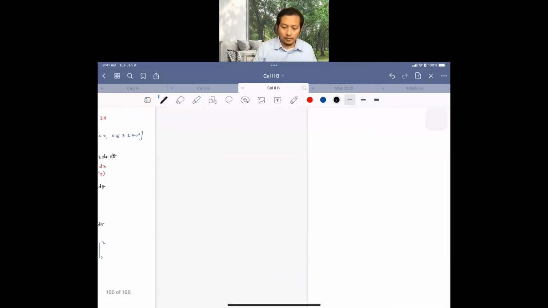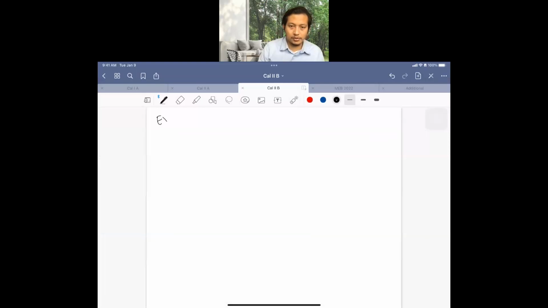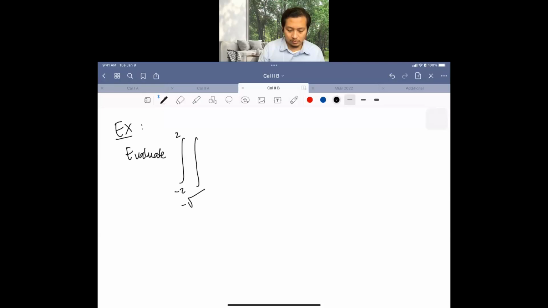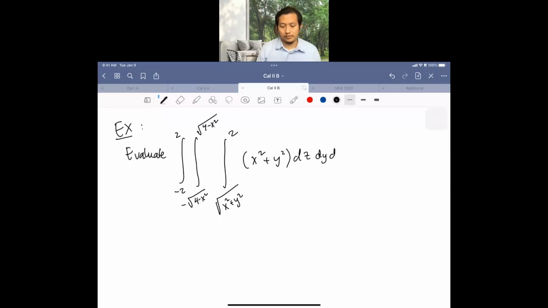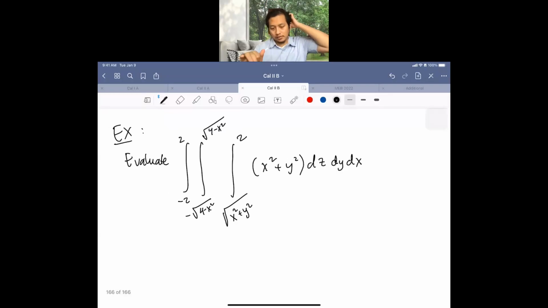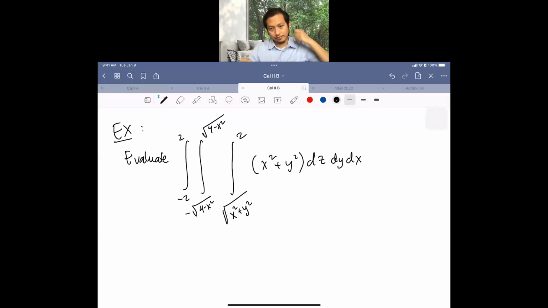Okay, example, evaluate. So you are given the triple integral. Okay, please try for one. While you are doing so, maybe you can write down the question first.